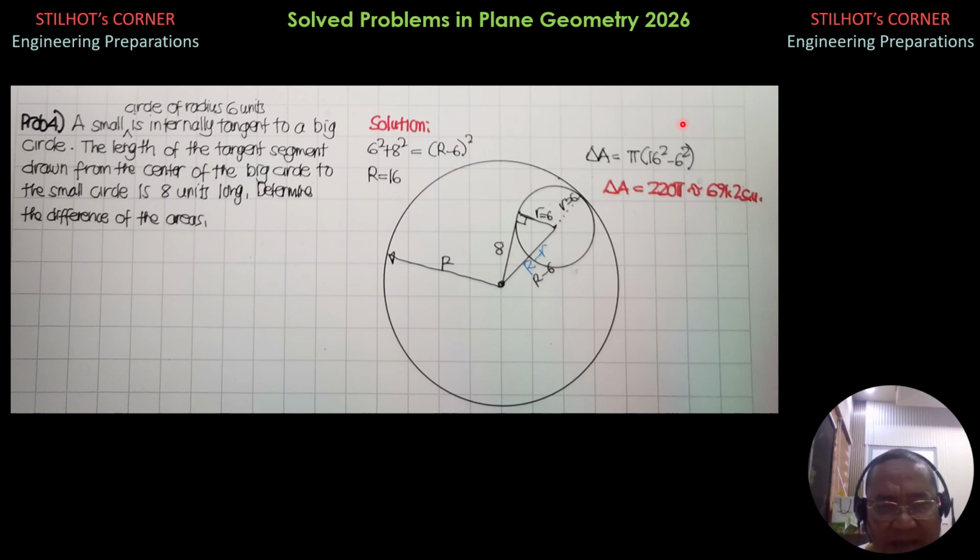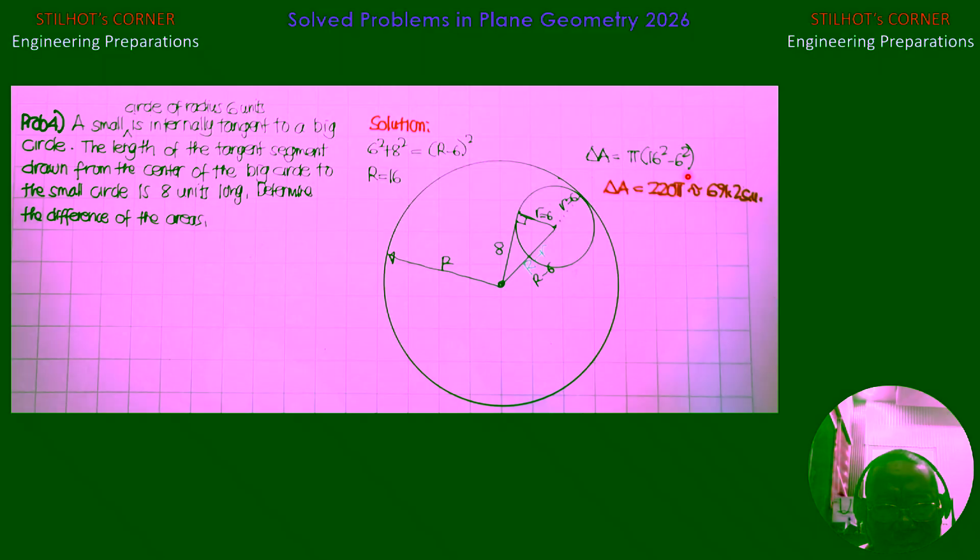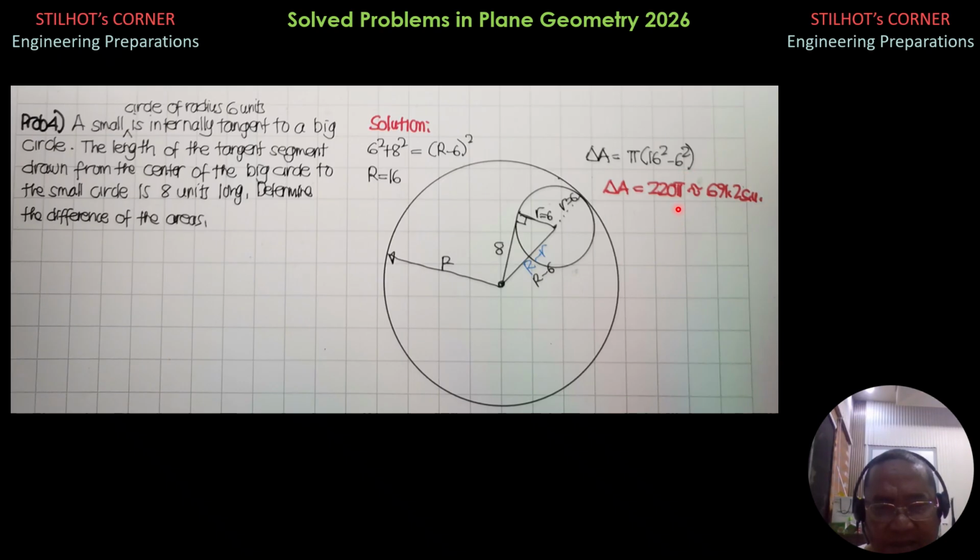So that is pi times quantity radius of big circle squared minus small circle squared. So it is 220 pi or 691.2 square units.